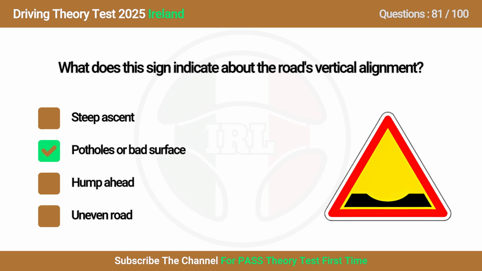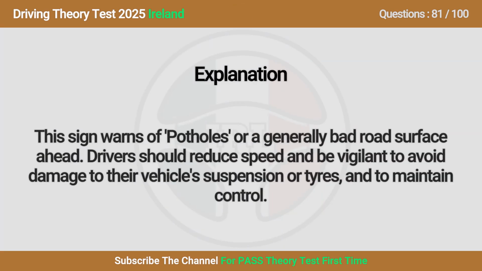Answer is B. Or bad surface. This sign warns of or a generally bad road surface ahead. Drivers should reduce speed and be vigilant to avoid damage to their vehicle's suspension or tires and to maintain control.